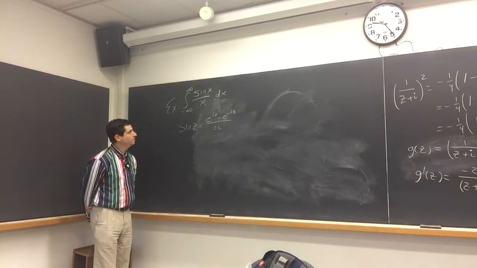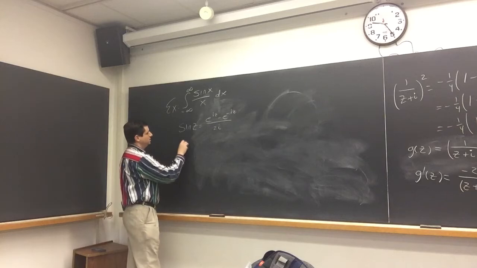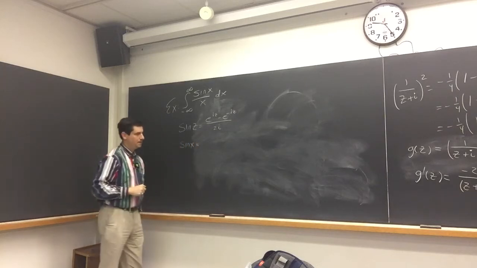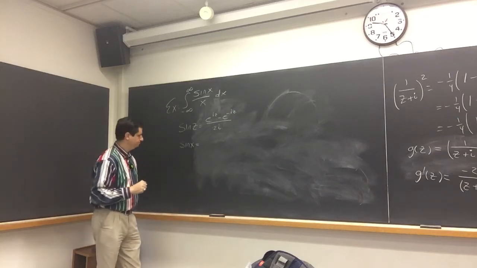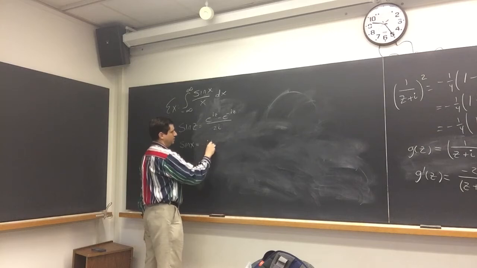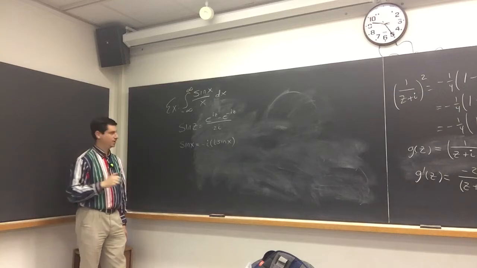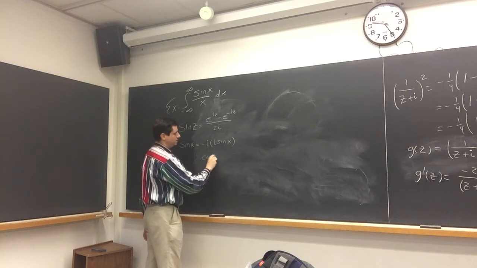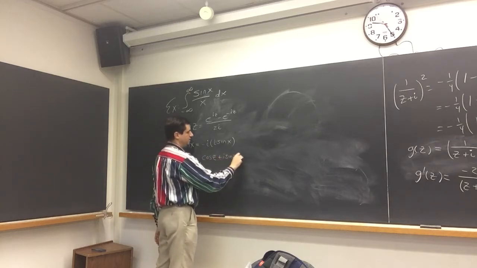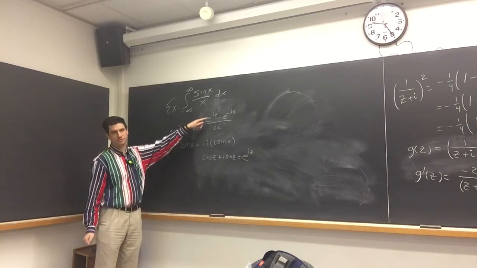The other thing we could do is say sine of x is equal to minus i times i sine of x. Not a big deal so far. And then let's study cosine z plus i sine z, and that's e to the iz. So we would only have one exponential.